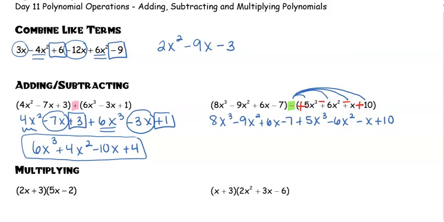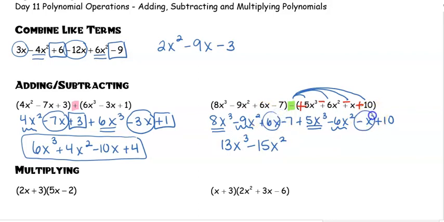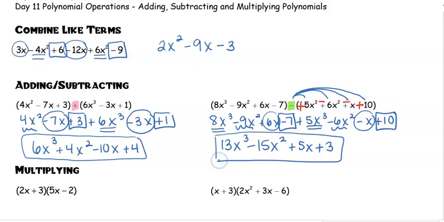Same variable, same exponent. The highest piece first, so we've got that x cubed. The 8 and the 5, that's 13x cubed. We've got two terms that are being squared, a negative 9 and a negative 6. That's a negative 15x squared. 6 minus 1 is a positive 5. And last, a negative 7 and a positive 10 is a positive 3. So just be careful to distribute your negative with subtraction.